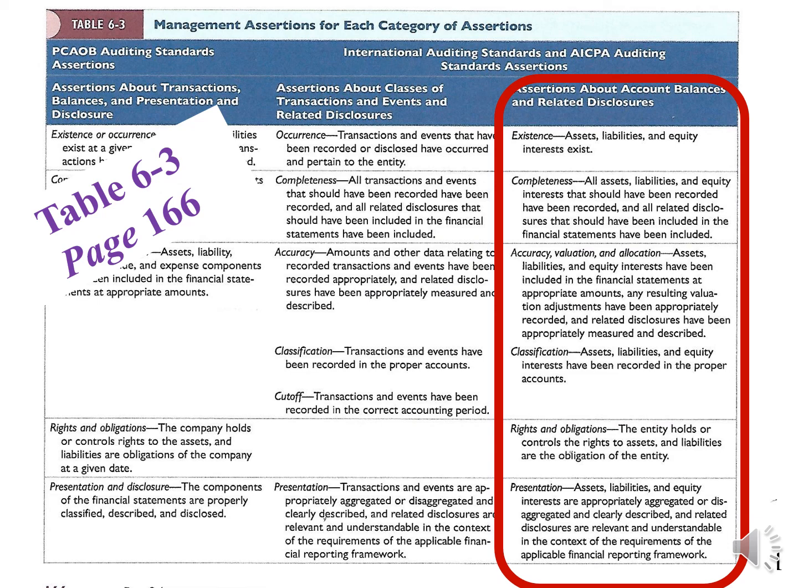If it doesn't relate to existence or completeness, then I say, does it relate to accuracy, valuation, and allocation? That's kind of my third favorite. Okay. If it doesn't relate to any of those, then I look at classification, rights and obligation, and presentation. On the final, you'll be responsible for all of them. There's probably close to 100% probability there'll be questions related to existence and completeness. There's a high probability there'll be questions related to accuracy, valuation, and allocation. Okay. There will be questions related to classification, rights and obligation, and presentation.